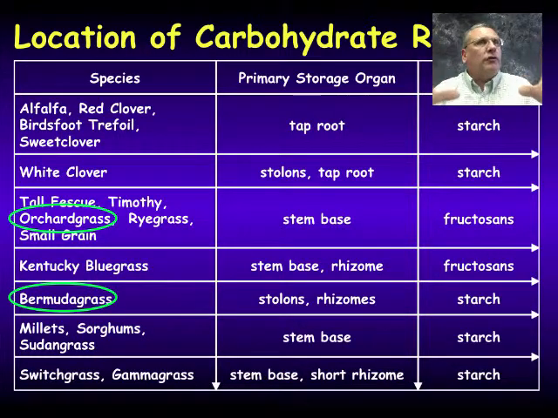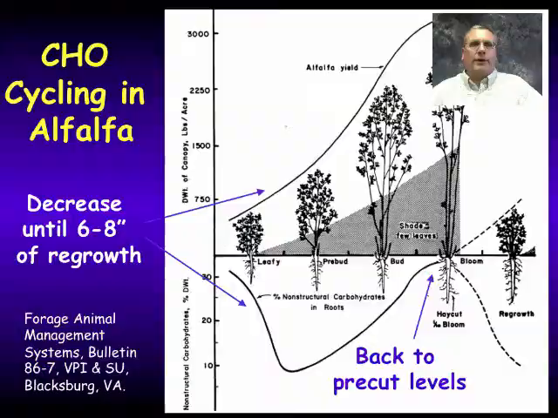So the point that I want you to take home from this whole table is that we need to think about where that energy reserve is in that plant, where it's stored, and then adjust our grazing management so that we leave that storage organ on that plant.